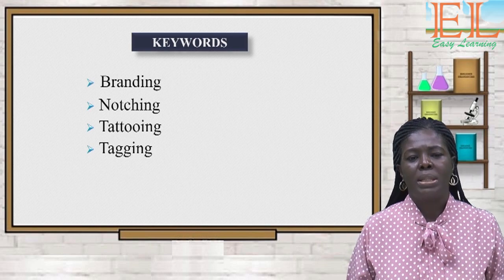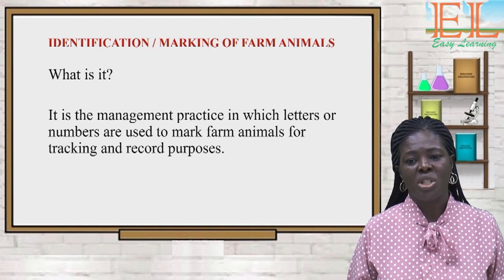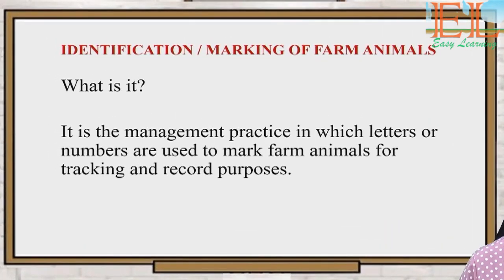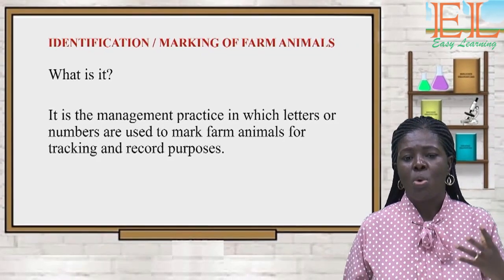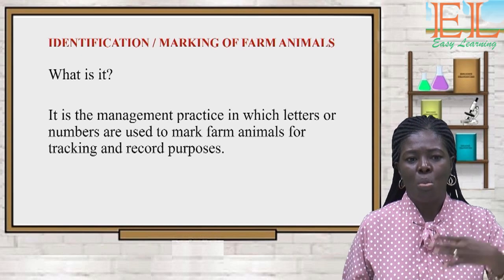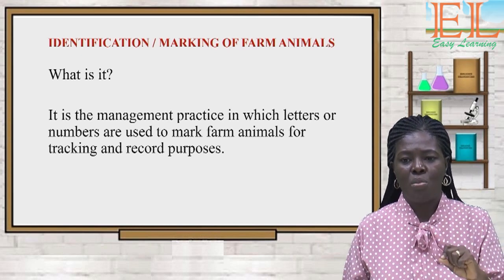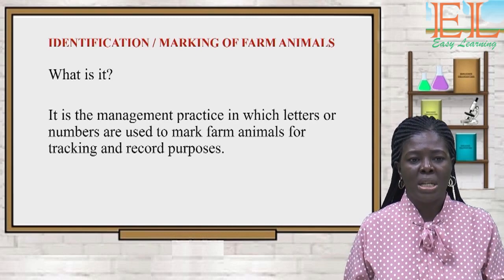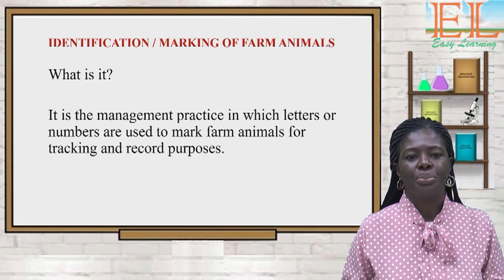Now, what is identification? It is the management practice in which letters or numbers are used to mark farm animals for tracking and record purposes. So you want to know where and the number of animals, we use something to mark the animal to indicate that this particular animal is for me, to also show that I have so and so number of animals in my pen.